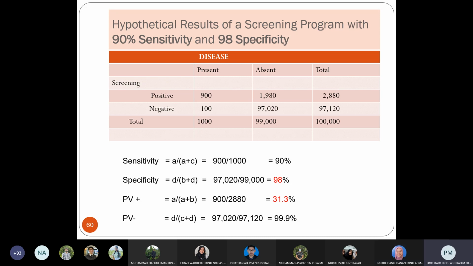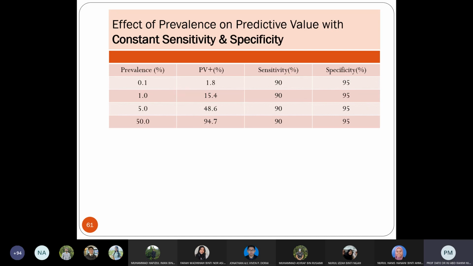So you can see that the specificity, when you increase the specificity, just now it was 90 sensitivity, 95 specificity. So now we just change a little bit, 95 to 98. So you can see here, with this slight increase, you can actually almost double from 15.4 to 31.3. Yeah, and below is the same, isn't it? NPV, yes. Okay, 99.9.